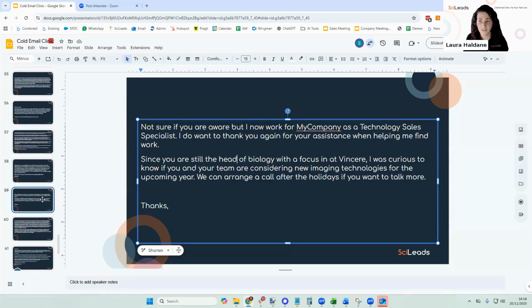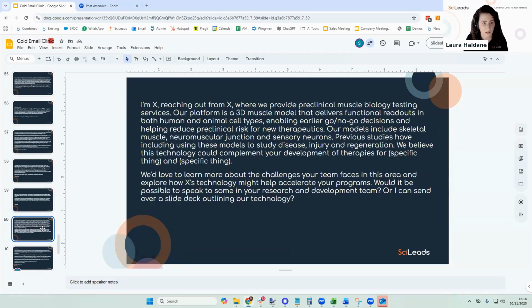Sometimes we fall into this trap of doing these tick box exercises to send things out, and we're like, okay, I sent that email, but who cares if you don't get a reply? Don't send it.